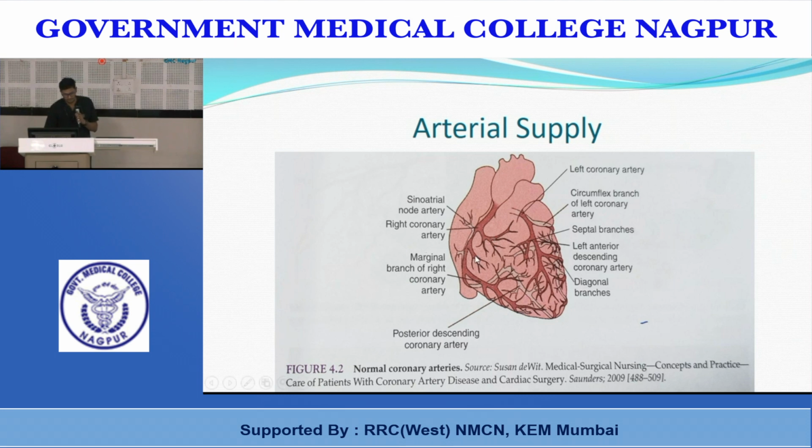Another thing I'd like to say is SA nodal artery, 60% it comes from the RCA, 40% it comes from the left circumflex. This is again very important. It helps us to triage during angioplasty.